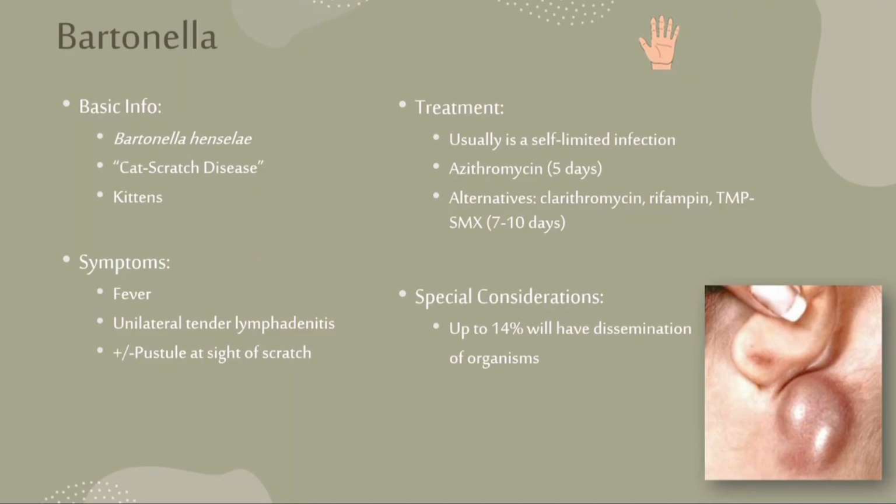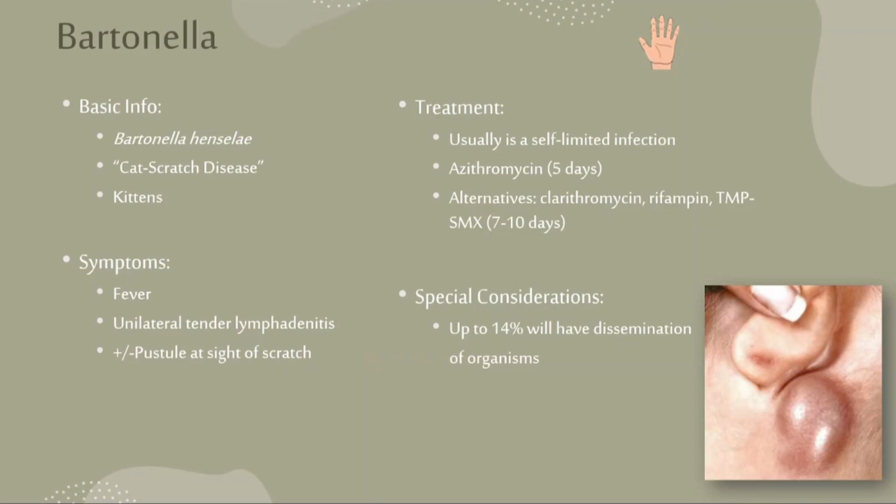This one comes from Bartonella henselae. We also know this as cat scratch disease, and we associate this most commonly with kittens, but it can be in other animals. So it's cats, and it can be dogs as well. Symptoms are going to be fever, unilateral tender lymphadenitis, and sometimes a pustule or papule at the site of the scratch. Usually we see the kid that comes in with the huge tender lymph node with overlying erythema who has been playing with their new kitten at home.